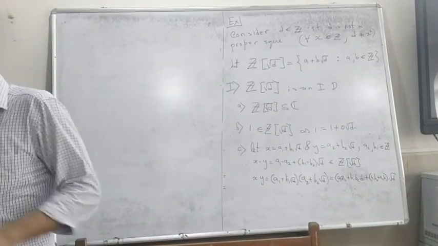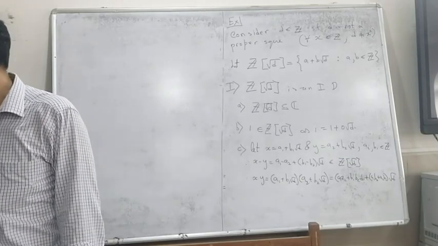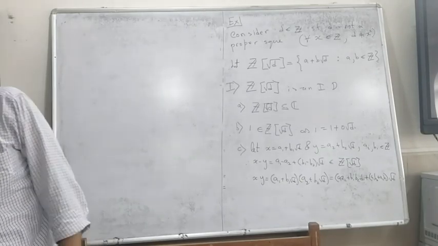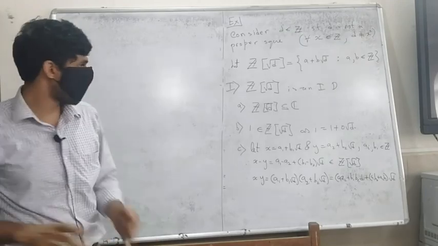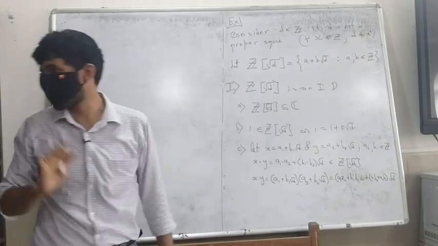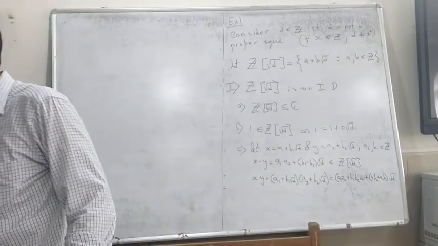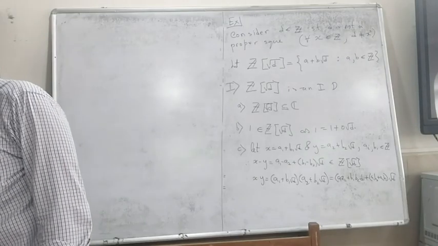Simple. So that's a subring with unity, no problem. So therefore this is an integral domain, easy to check. Okay, complete the ideas. I'm not going to do that.